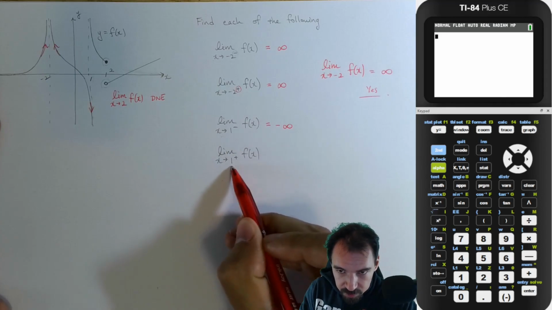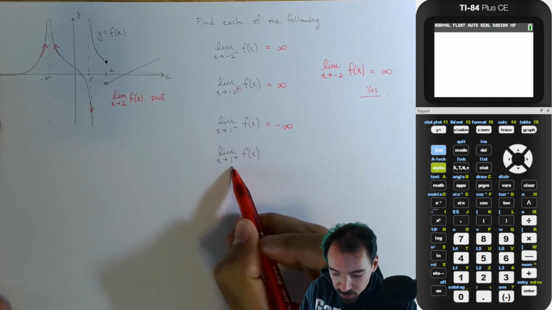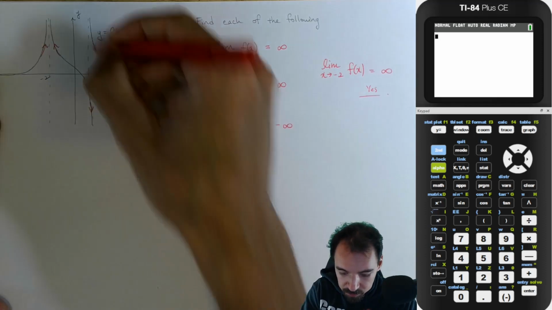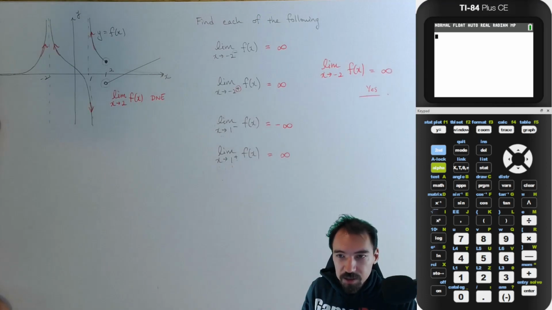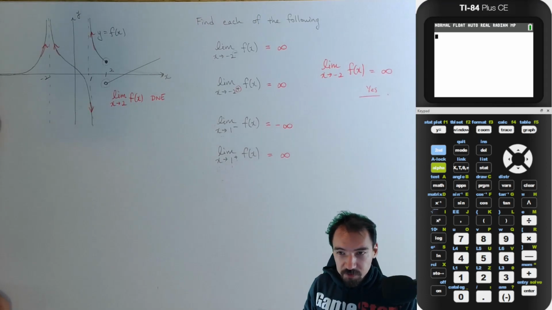What if x approaches 1 from the positive side? So I'm approaching 1 from the right. Oh, this is going to positive infinity.